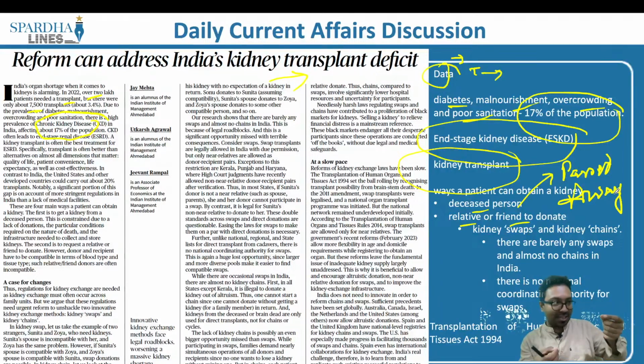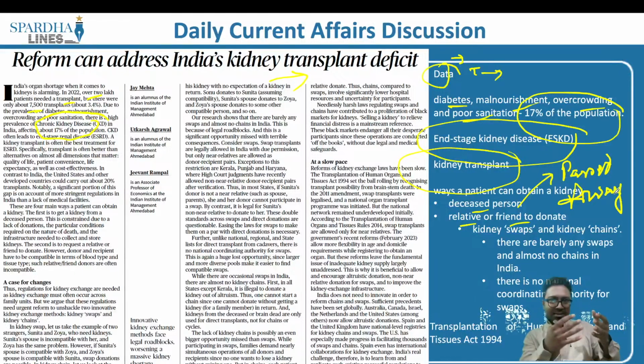So how is a kidney transplanted? A person has passed away, so this person's kidney is taken, he happens to be a donor, and this kidney is transplanted to another individual who is seeking a kidney. But then there is a lack of infrastructure and a lack of awareness about this deceased person's donation. Second is with respect to a relative or a friend donating.